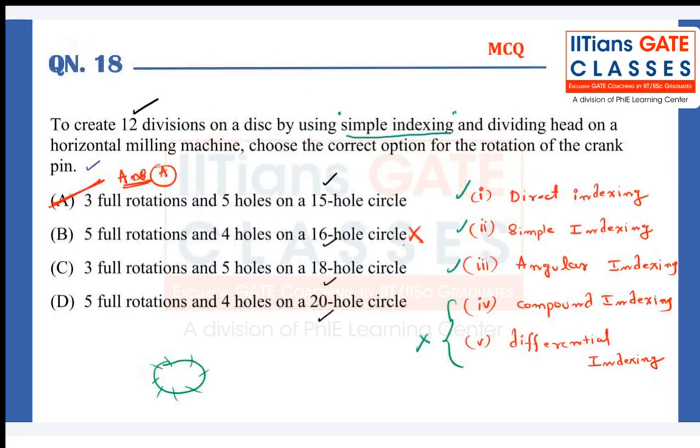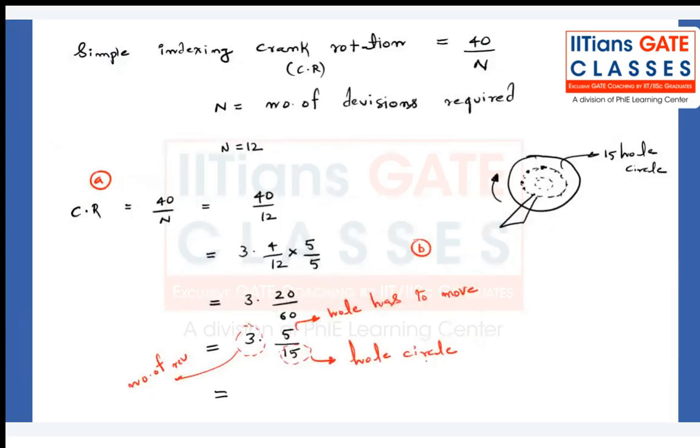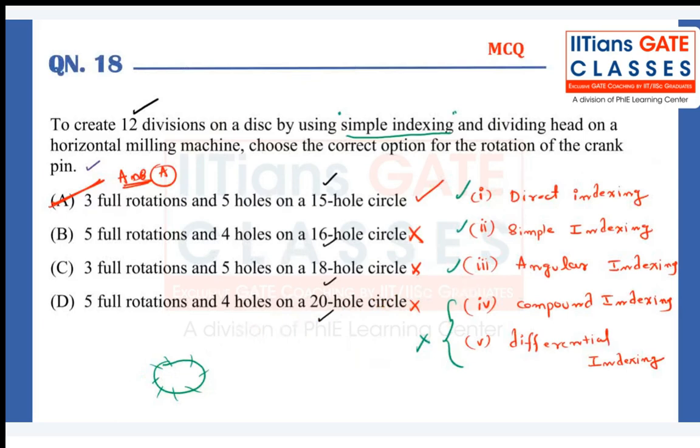Similarly, you see that C option is also not correct if you check that. This also is not possible. All these will come as fractions, not integers. That is the reason why you select this one. Make sure that 15 is the whole circle. This indicates the number of revolutions, and this indicates the holes to be moved. Clear, everybody? I hope you understand. Like that, you are supposed to solve. Yes, guys.